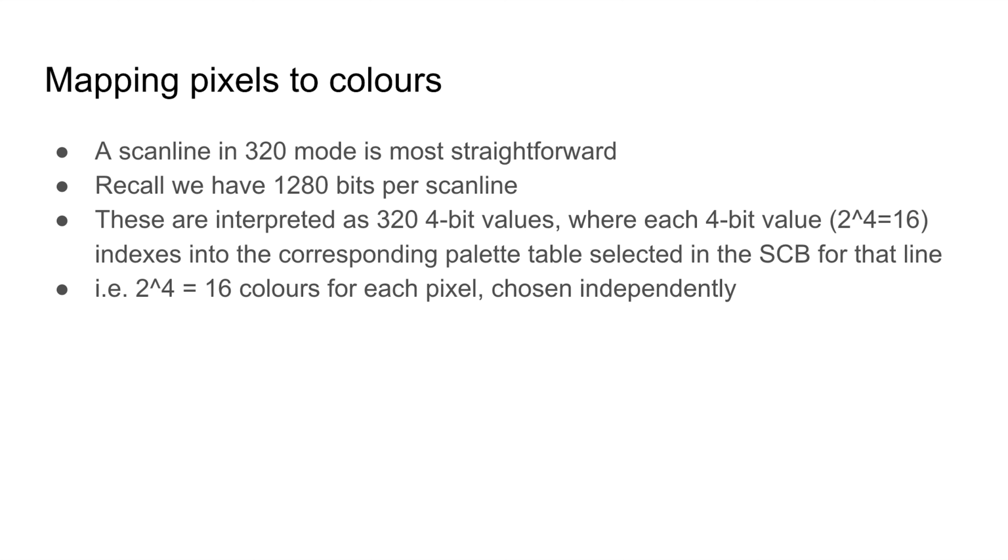So let's look at how we can then map the pixels to colors in 320 mode. Each scanline has a total of 1280 bits, and in 320 mode, these are interpreted as 320 4-bit values. So each pixel is obtained by successive 4 bits in this pixel line, and those 4-bit values give a total of 16 possible indexes into the palette table that the SCB selected for this line. That means that for each of these 320 pixels, we have 16 possible colors, and these are chosen independently from this particular palette.